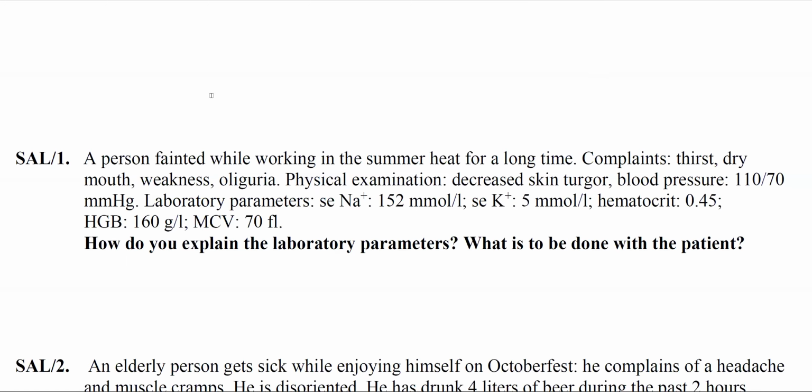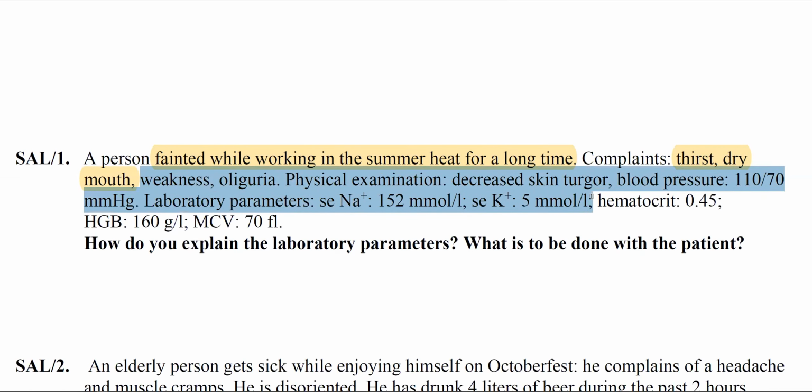A person fainted while working in the summer heat for a long time. Complaints: thirst, dry mouth, weakness, oliguria. Physical examination: decreased skin turgor, blood pressure 110 to 70. Laboratory parameters: sodium 100, well, that's hypernatremia, and potassium 5 millimolar. Hematocrit 0.45, and hemoglobin concentration 160 gram per liter, and MCV 400, whatever FL means.